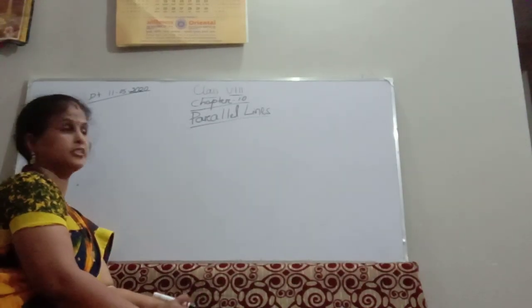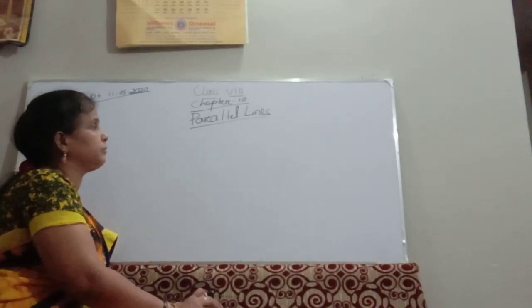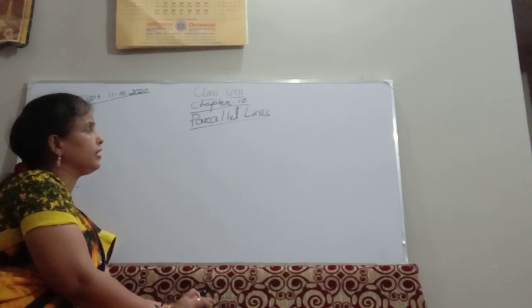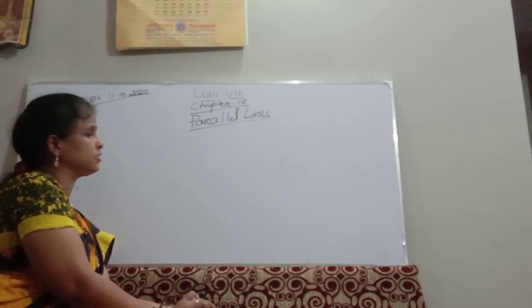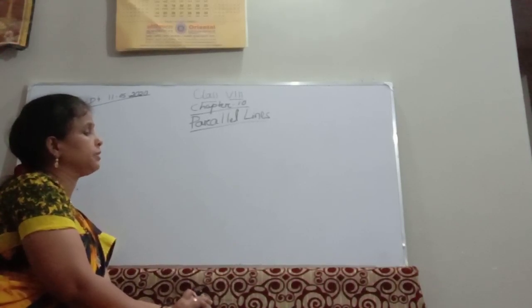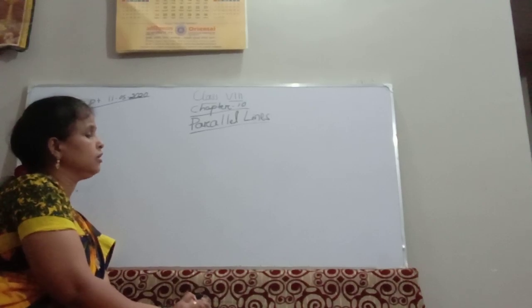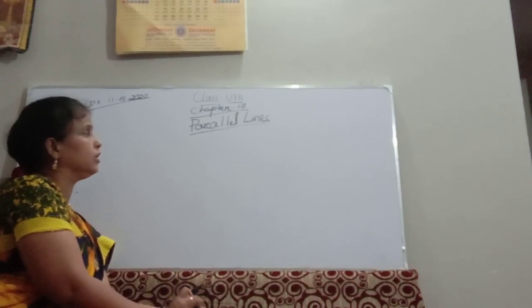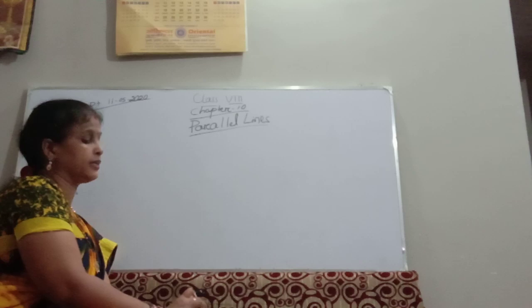Today we will discuss chapter 10, parallel lines. Parallel lines means two lines must be parallel. First of all, you know the word, so let me give an example.